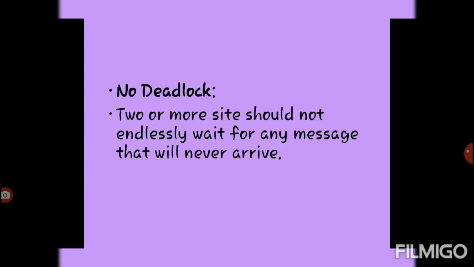No deadlock. What is a deadlock? Deadlock is when more than one process is grabbing a single resource, and as a result the resource is not available for any of the processes. This is called deadlock. This type of deadlock should not be there in the system to handle mutual exclusion.